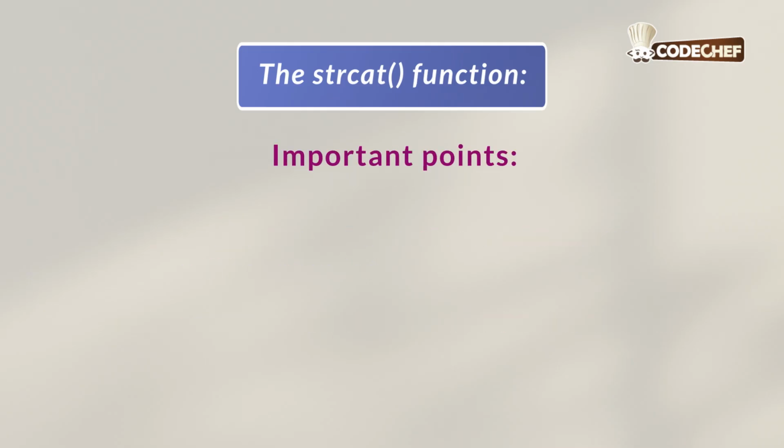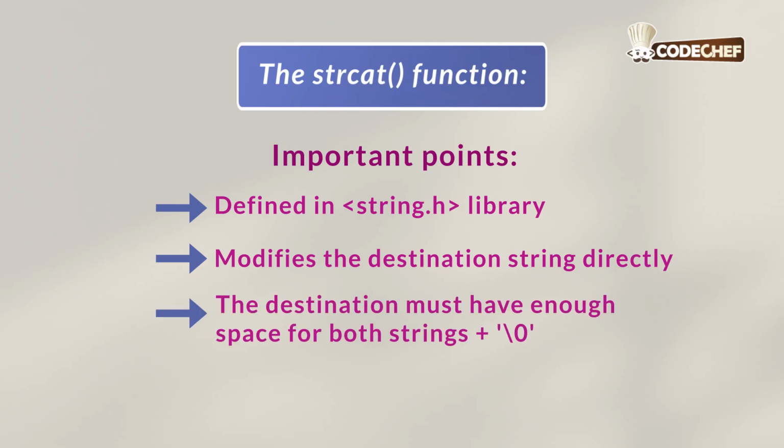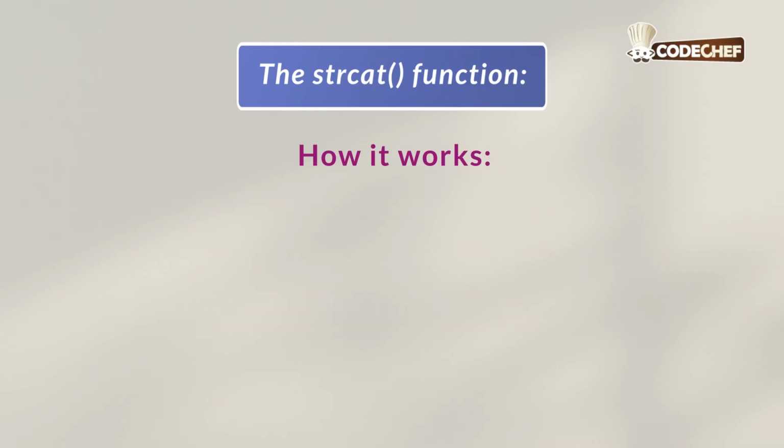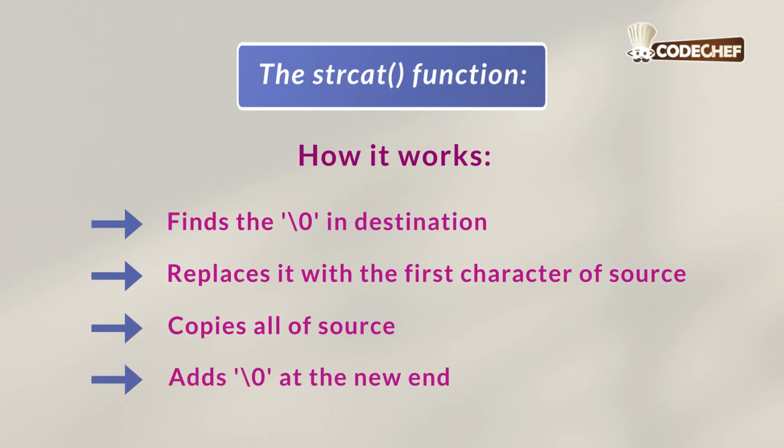The important points to remember are: it is defined in the string.h library. It modifies the destination string directly. The destination must have enough space for both strings plus the null terminator. The source string is added to the end of the destination. And how it works is that it finds the null terminator in destination, replaces it with the first character of the source, copies all of the source, and adds \0 at the new end. Now let's see an example.